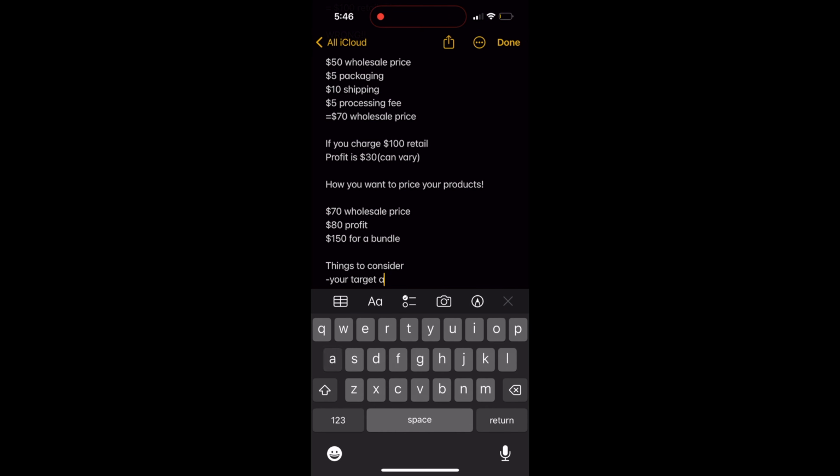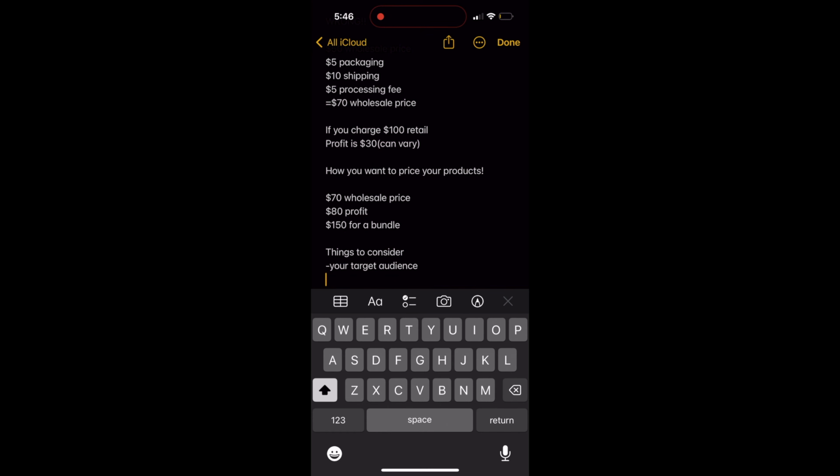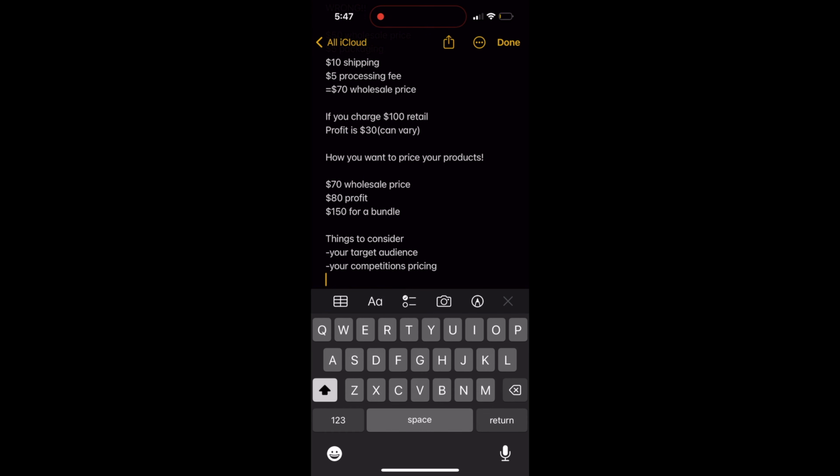And then I can also have some money to pay myself, because we're not just starting businesses just to say we have a hair company. The point is to turn a profit. Things to consider: you want to understand who your target audience is. So if they're younger, you probably can't go as high with your price point. If they're corporate women, you probably can charge a little bit more.